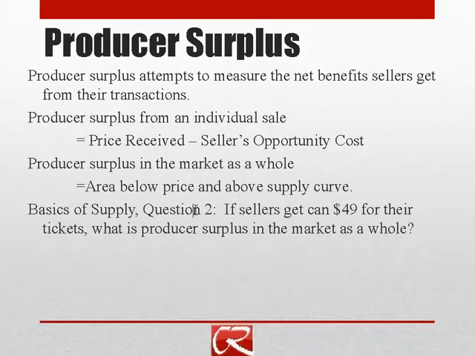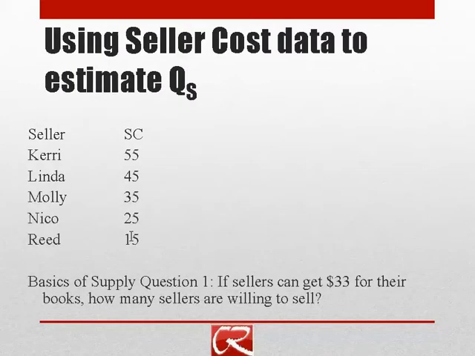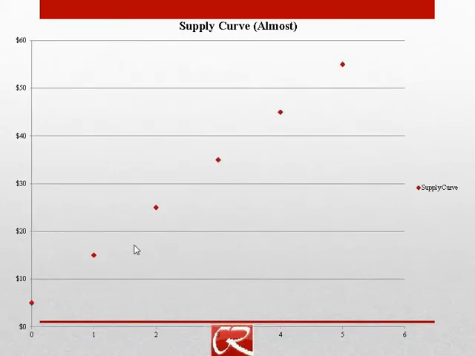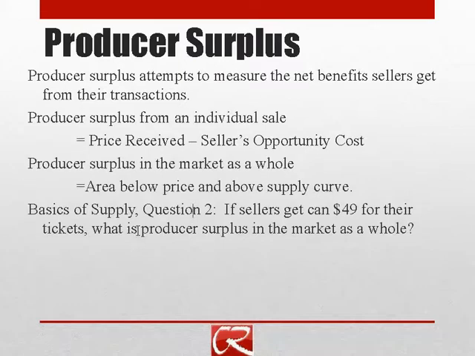So based on that kind of situation, if the sellers can get $49 for their tickets, what is producer surplus in the market as a whole? You want to go back and think, okay, who are the willing sellers if the price is $49? And for each willing seller, what is their particular producer surplus? And then add up across all the different producers.